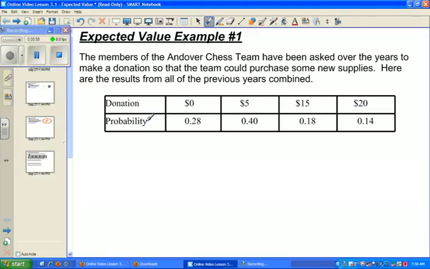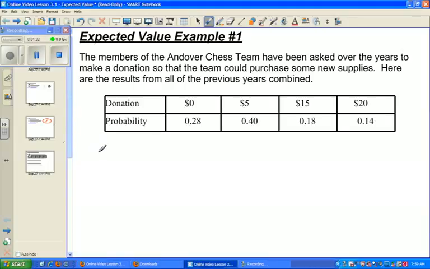Then we also need to know the probability of each. Over time, this says 28% of students didn't donate anything. 40% of students donated $5. 18% of students donated $15. And over time, 14% of students donated $20. What we have again is our outcomes, things that occur, and our probabilities of each, what the probability is that each one happens. When we calculate expected value, the formula, or the rule, generally is multiply every outcome by its probability.